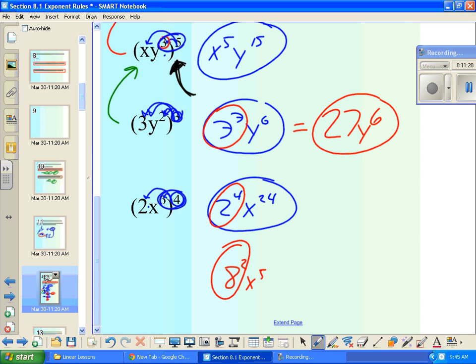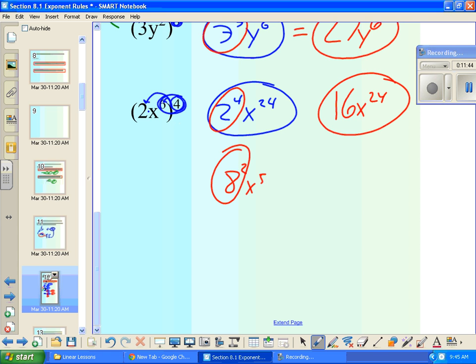When you see a power that you can evaluate pretty quickly, even in your head, or just with some smaller numbers like that. 2 to the 4th is just 2 times itself 4 different times. 2 times 2 is 4, times 2 again is 8, times 2 is 16. 16x to the 24th. That's what I'd rather you put for one of those. Or 8x squared.